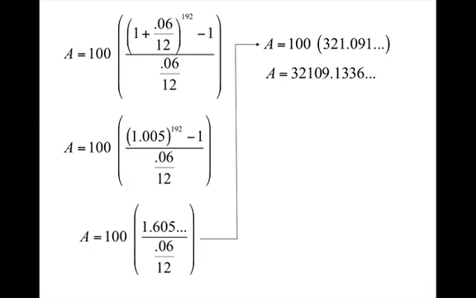Since this is money, we're going to round it to 2 decimal places. So that gives us 32,109.13. So that means that after 16 years, when my child turns 18, I would have $32,109.13 in the college fund.